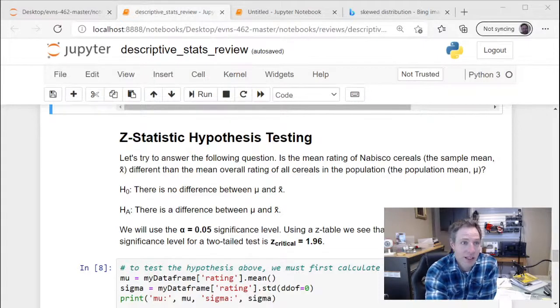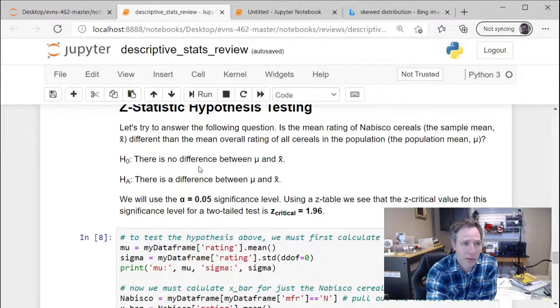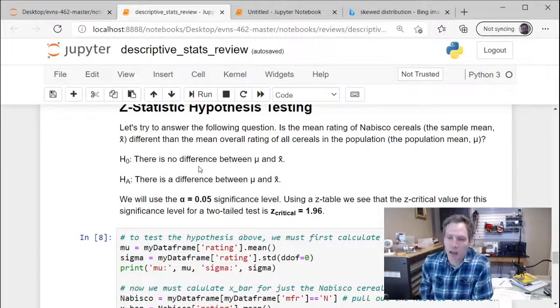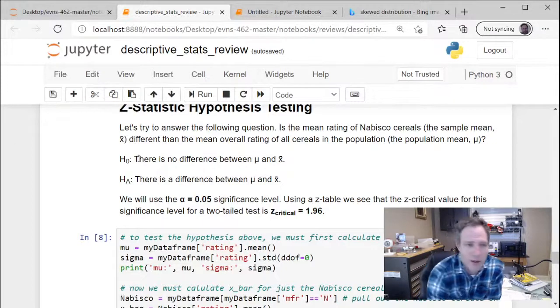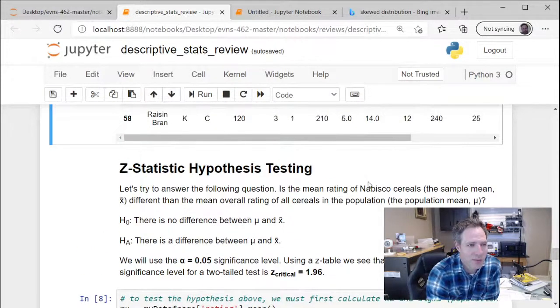On the other hand, there will be several questions about hypothesis testing, z-scores and hypothesis testing. Let's spend some time here.